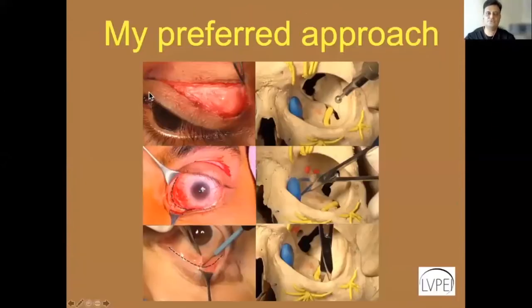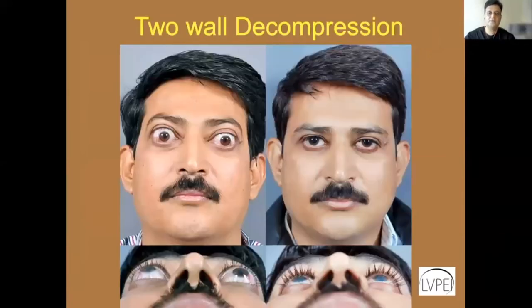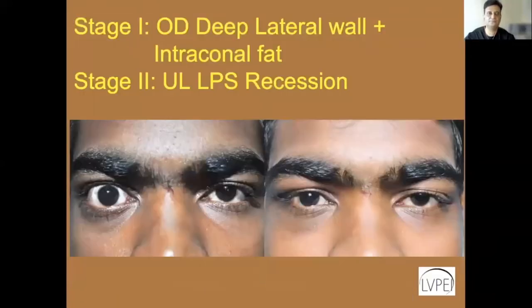These are my preferred approaches for orbital decompression. For the lateral wall, I prefer an eyelid crease incision. For the medial wall, transcarunicular. And for the floor, an inferior transconjunctival. So all the three incisions remain hidden so that you can have excellent cosmetic results. Here are several examples of patients who underwent 1, 2, or 3 wall decompressions, showing you pre and post-operative photographs of the reduction in proptosis as well as the eyelid position.